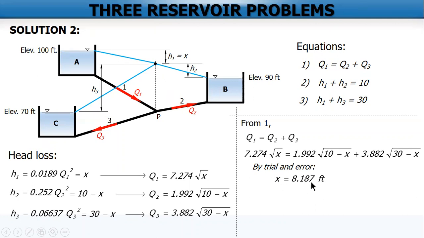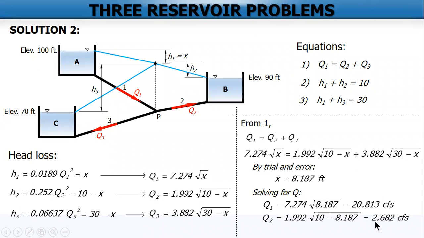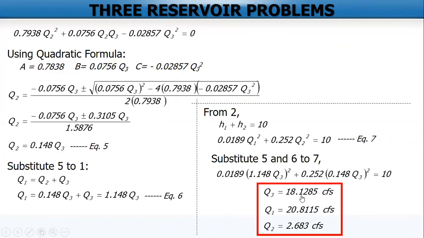So ang next is, substitute nimo ang x dire, 1, 2, and 3. Makakuha ka Q1, Q2, and Q3. Q1, take to Q1, 20.813. No? Rounding of errors na na. And then Q2, 2.682, 683. And then Q3, 18.131. Rounding of errors lang.